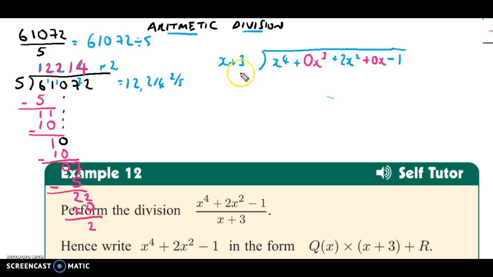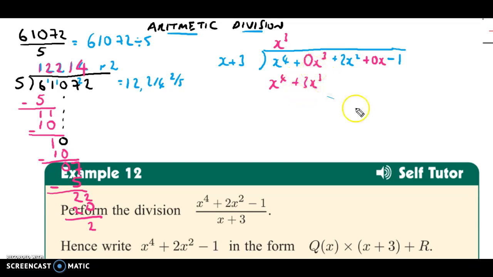So let's do the same thing. x times what gives me x to the 4? Well, x times x cubed will give me x to the 4. When we do that expanding, we're going to get x times x cubed, which will give me x to the 4, but we'll also get 3 times x cubed, which will give me 3x cubed.